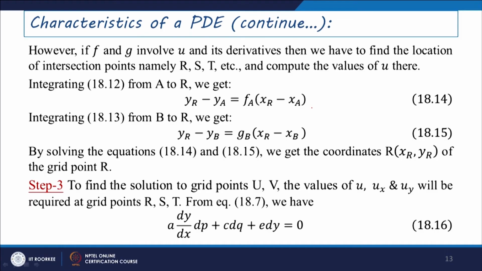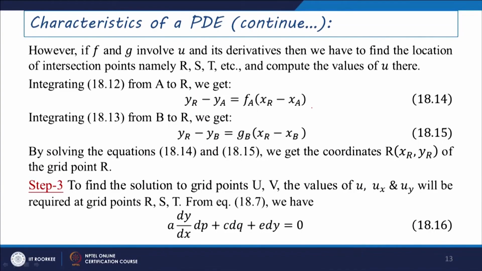And similarly, if you just integrate an equation like 18.13 from B to R, we can get yr minus yb equals gb into xr minus xb. So, by solving these equations, 18.14 and 18.15, we can get the coordinates xr, yr of the grid point R itself.